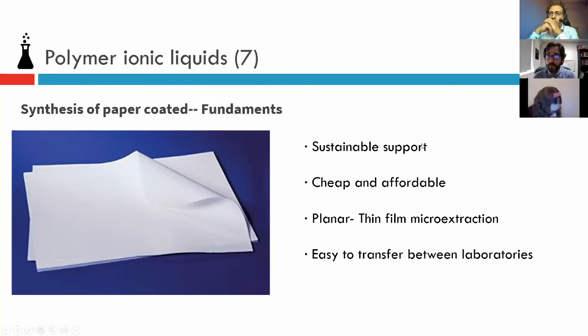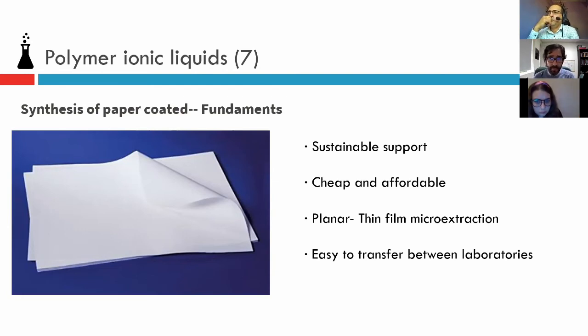It is a sustainable support. If we are, for example, worried about the impact of our activities on the environment, one of the decisions that we can take is using natural materials for creating new sorbent phases. Paper is a natural material, made of cellulose fibers. It is very cheap and affordable, so you can find paper everywhere. In fact, we are using filter paper for making our materials.